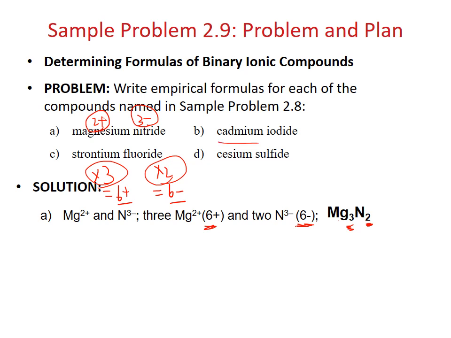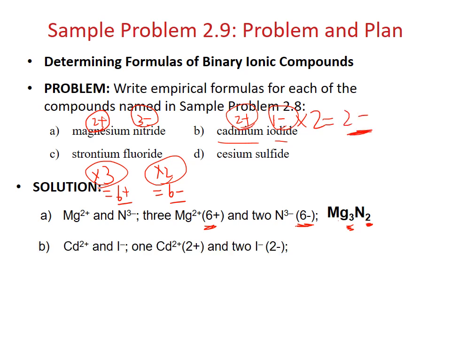Next one, cadmium iodide. Cadmium is transition metal 2B, so it's also 2+. And iodide is group 7, so it's 1 negative. So how do you make positive and negative charge equal? In this case, you keep the positive charge, but the negative charge you need to multiply by 2, so that it becomes 2 minus. So 2 minus, 2 plus, equal. Therefore the formula should be CdI2. Both have charge 2.